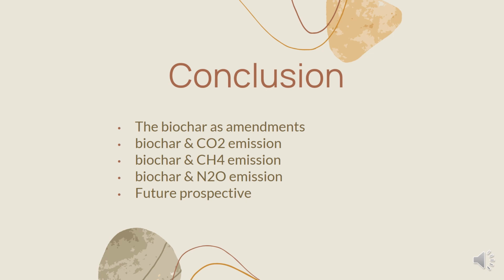However, from previous research, we see that there is a fluctuation in carbon dioxide emission after applying biochars depending on the type of the soil, biomass, and the pyrolysis temperature. However, there is an overall reduction in the methane and nitrous oxide emissions after applying biochar for different types of soil and under different pyrolysis temperatures and biomass.